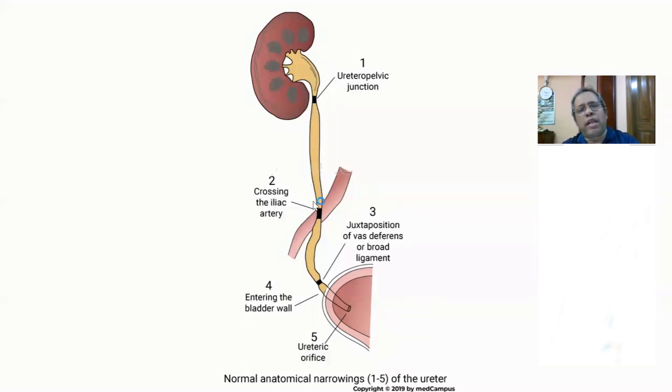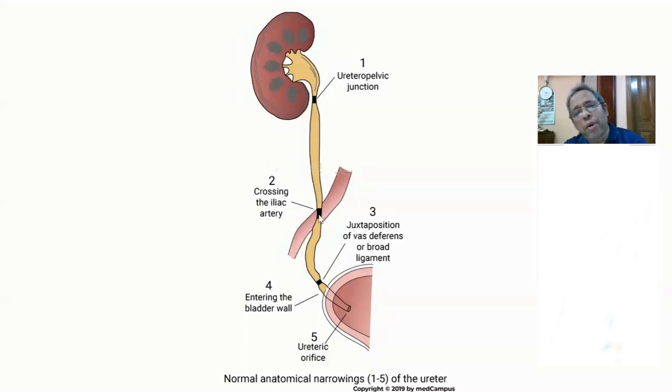The second one is where the ureter crosses the iliac vessels, and the third one is the juxtaposition of the vas, or in the case of female, the broad ligament. The last ones are the intramural part and lastly the opening of the ureteric orifice. So these are the constriction sites, the anatomical constrictions of the upper urinary tract.